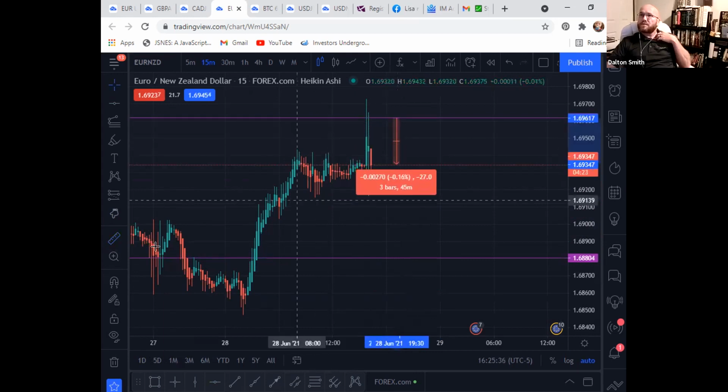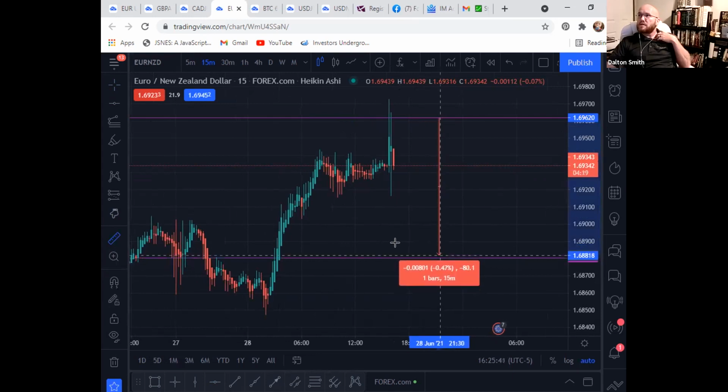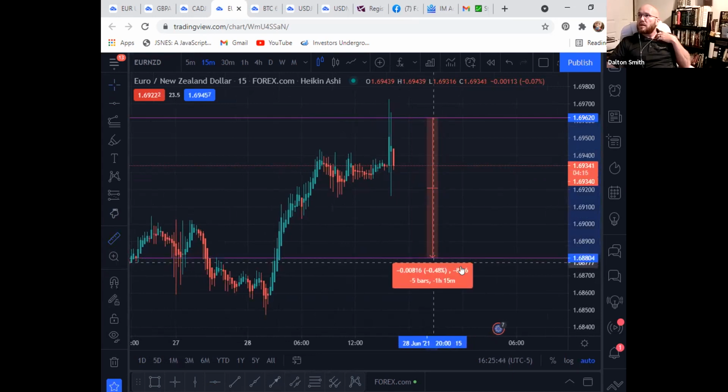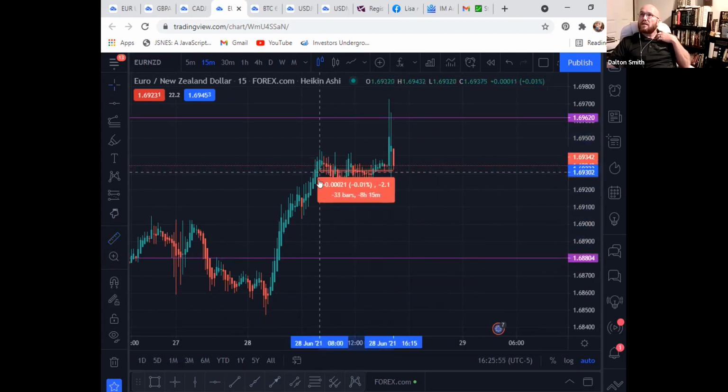Right here, our stop loss would be 27 pips, okay? The total between these two lines is 81 pips, okay? It does the same thing with bars. If you said, man, how many bars has it been since the price dropped? You just drag back, and it tells you here 33 bars, okay? And that was 2 pips up and down right there.